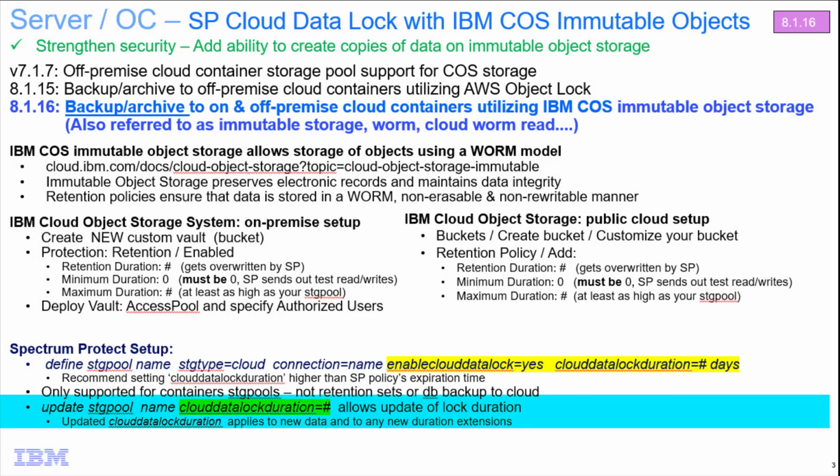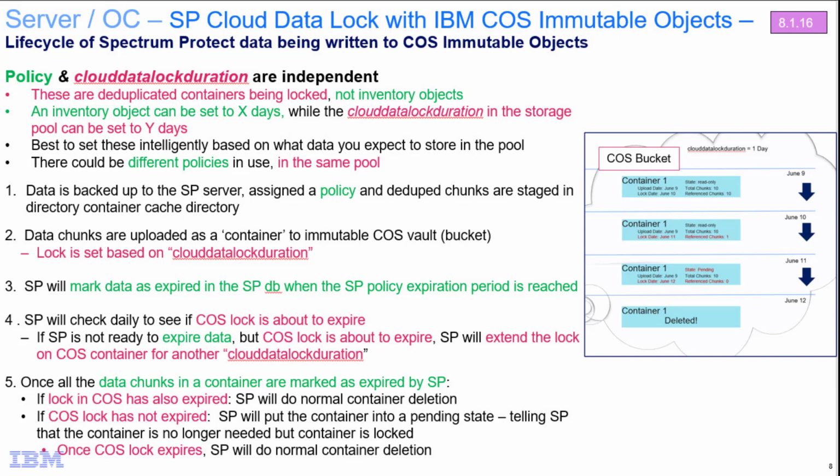And once you set this enable cloud data lock equals yes on those cloud container storage pools, that is permanent. You cannot undo it. You can update your cloud data lock duration, but that's all. So the reason that this cloud data lock duration is important is that it must be set in conjunction with what your policy is that governs how long we keep backed up objects inside of the Spectrum Protect inventory.